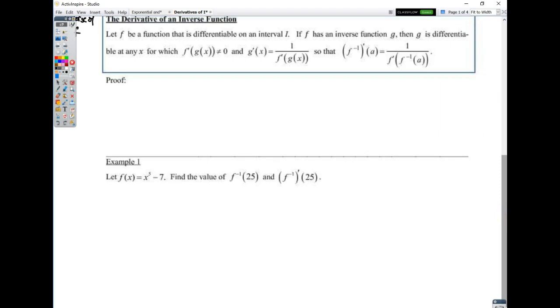It's right about here where things get screwy. So, definition of a derivative of an inverse. If we let f be a function that is differentiable on an interval I, and f has an inverse function g, then g is differentiable at any x for which f prime of g of x is not equal to 0. So, part of that is that reciprocal dy dx thing that I talked about earlier. And the derivative of g is equal to the reciprocal of the derivative of f at that g of x value.